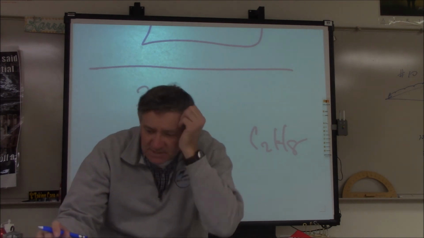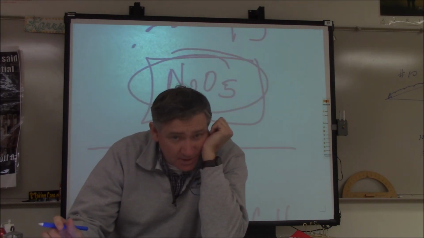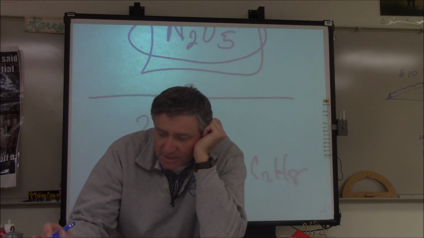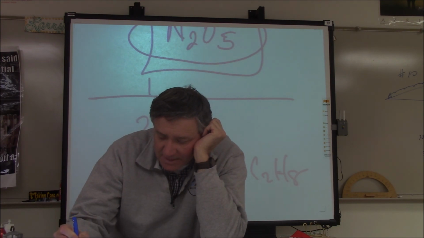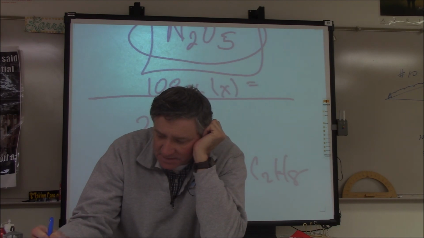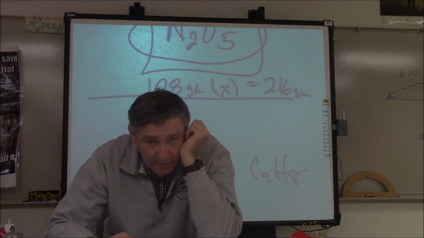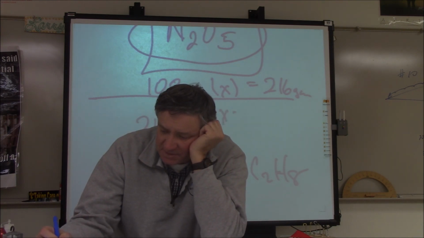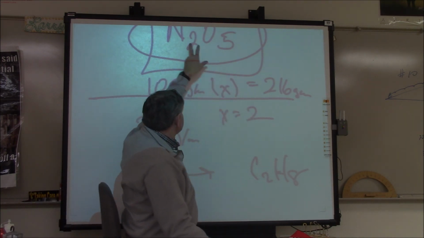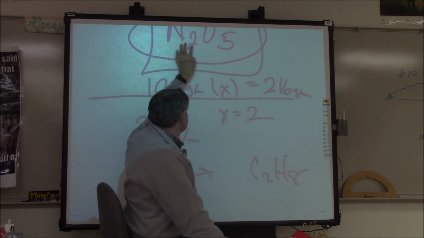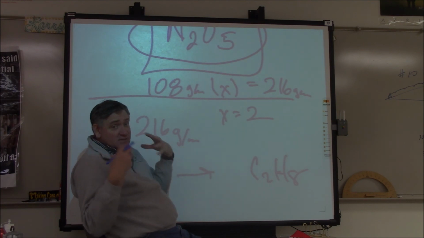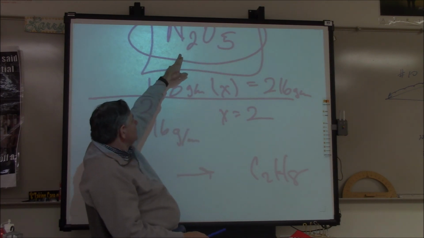So what you're going to do is come up here and find the molar mass of your N2O5. If you do that, you take 2 nitrogens and 5 oxygens, you get 108. So what we're saying is that 108 grams per mole times X is going to equal 216 grams per mole. So if you do some division, you get X equals 2. So what that means is that I'm going to take 2 and multiply that by each one of these. So this is going to become N4O10.